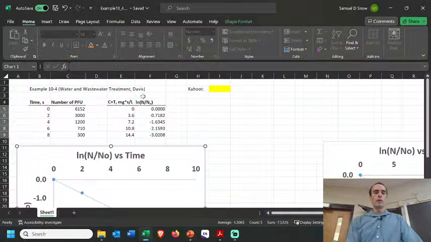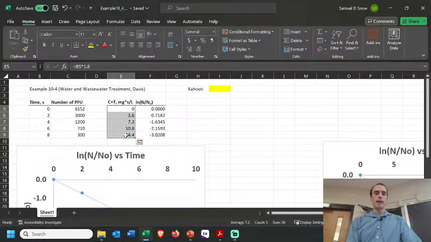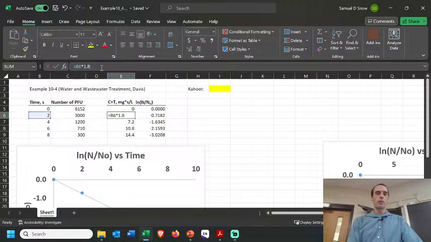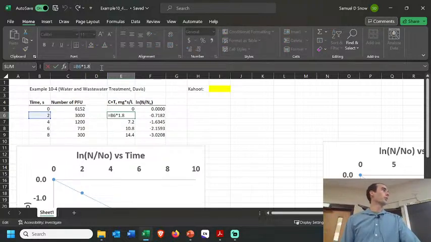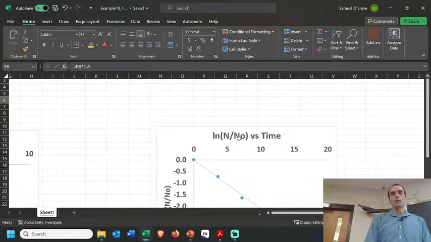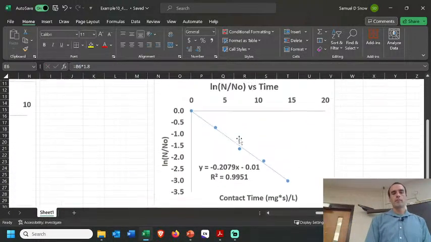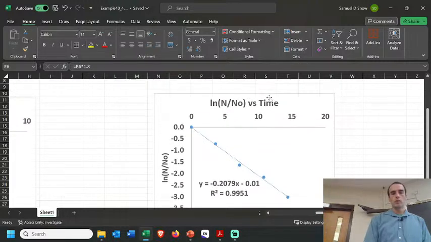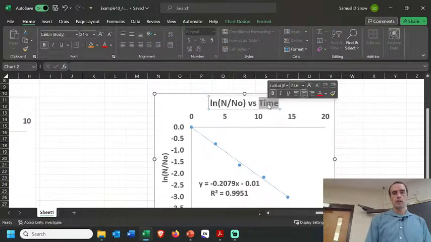So if we take this as our x-axis, where I just took the amount of time and multiplied it by 1.8 milligrams per liter, and we can plot that. That's over here on the right. This is not time. This is contact time.